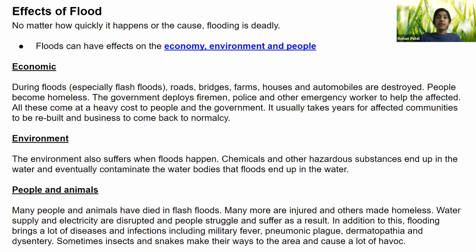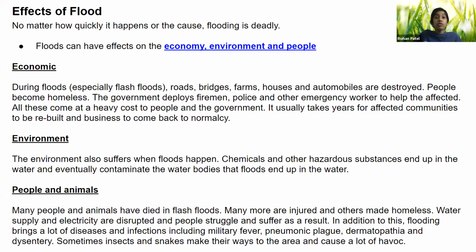Effects of the flood. No matter how quickly it happens or the cause, flooding is very deadly. Floods can have effects on the economy, environment, and people. Economic: during floods, especially flash floods, roads, bridges, farms, houses, and automobiles are destroyed. People become homeless. The government deploys firemen, police, and other emergency workers to help the affected. As these come at a heavy cost to people and the government, it usually takes years for affected communities to rebuild and businesses to come back to normalcy.